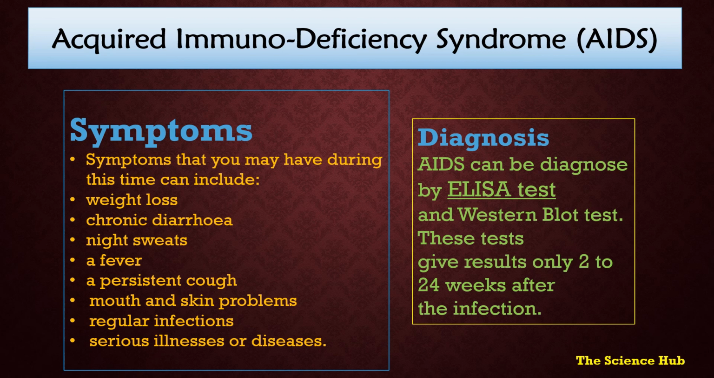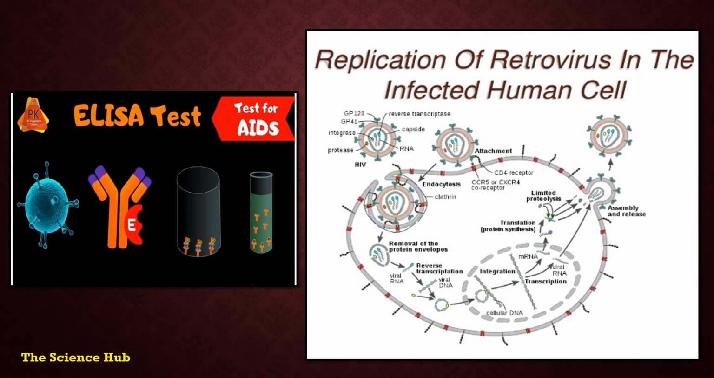Here we can see the diagnosis. Diagnosis of AIDS can be done by ELISA test and Western blot test. This test gives results only in 2 to 24 weeks after the infection. Here you can see the image of the ELISA test and the replication of retrovirus in the infected human cells.